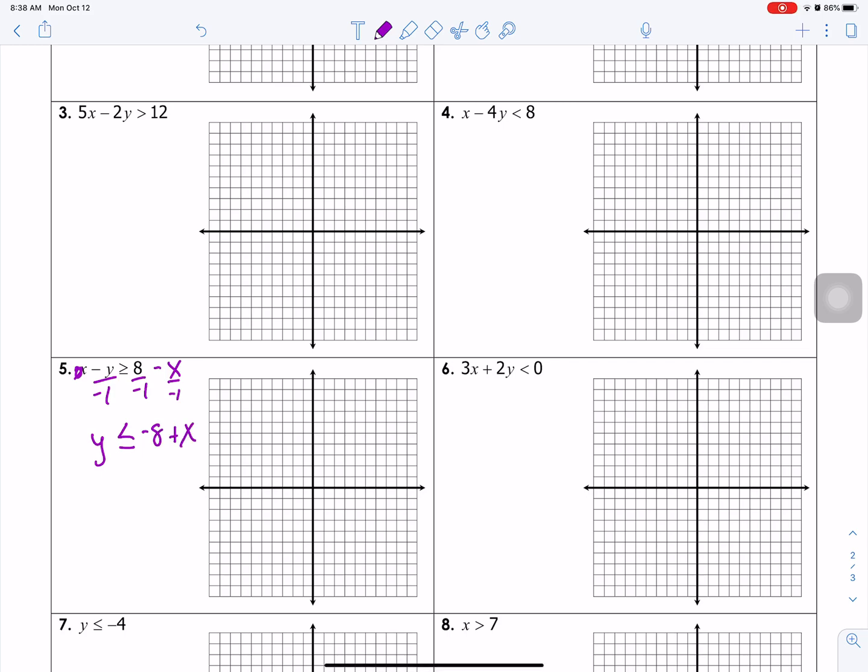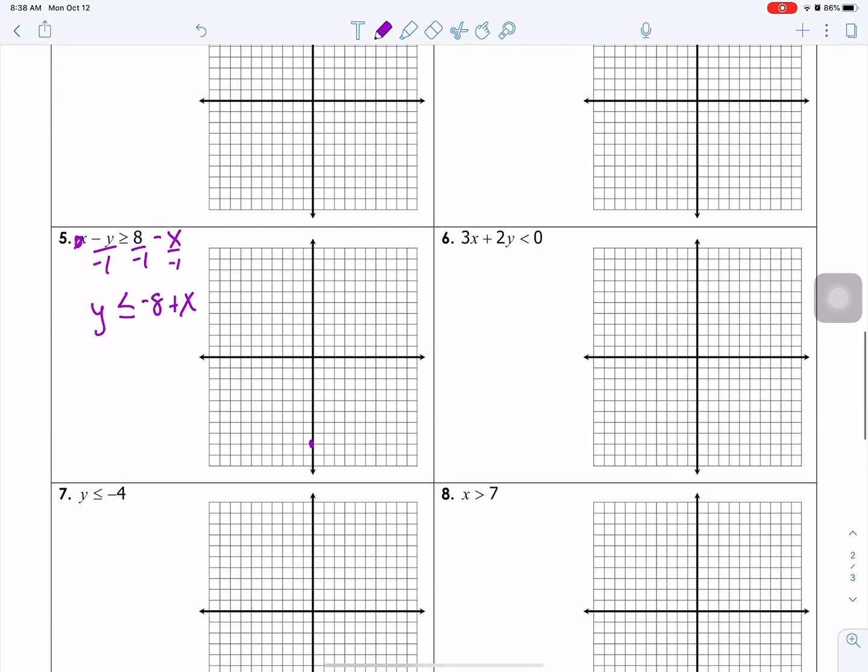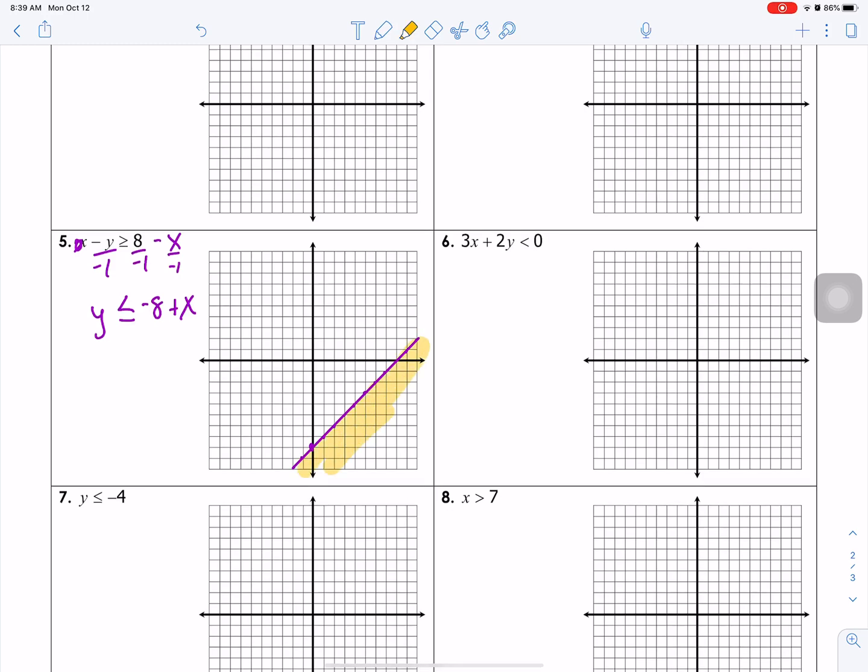So I start at negative 8, put a dot, and then that slope in front of x just says x, so it's really 1 over 1. So I'm putting my line here. And then it's a solid line because it has an equal to underneath that inequality. So this bar here is the one that's telling me it's a solid line. It's a less than, so that means I am shading below. So just make sure that it's clear where it is that you're shading.